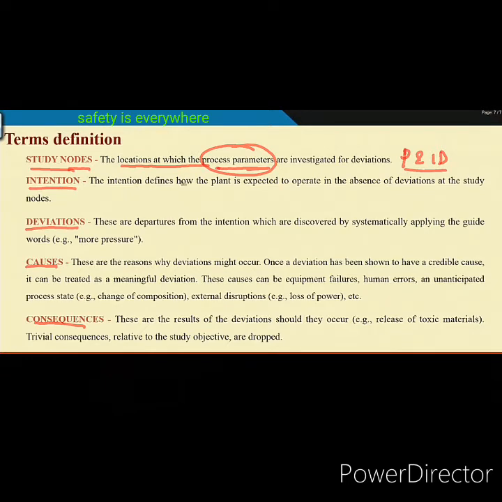Intention means how the plant is expected to operate in the absence of deviation. So, what are the normal operating conditions? That is the intention. For example, if I talk about the pressurized tank, then definitely there is a maximum value of pressure which is designed, or a minimum value of pressure which is designed, so that the gas should be filled to that amount and the pressure within the tank will be within some range. So, minimum to maximum.